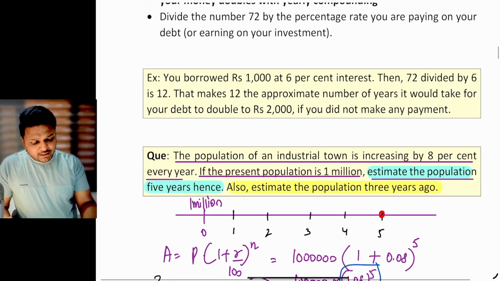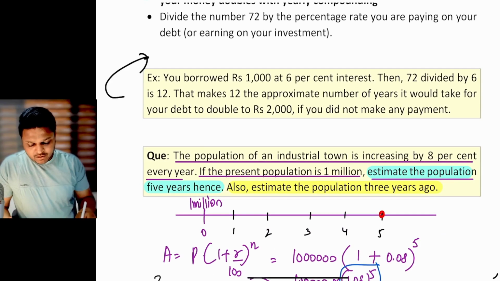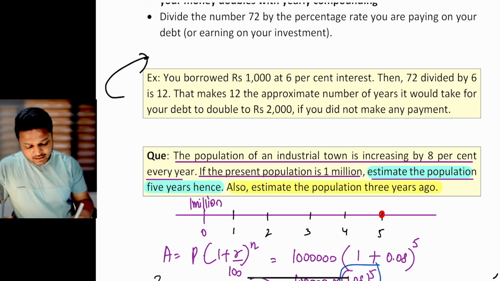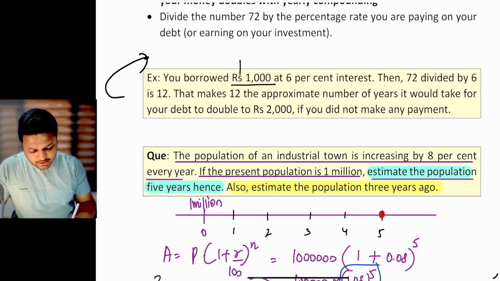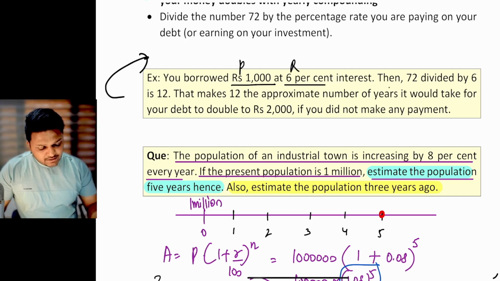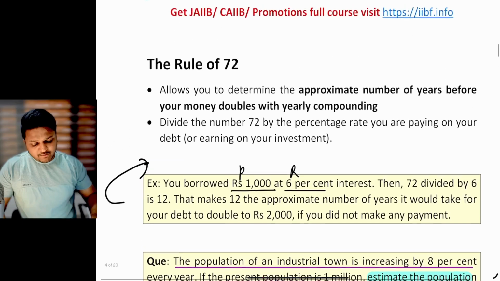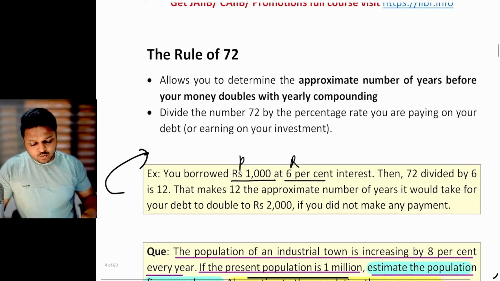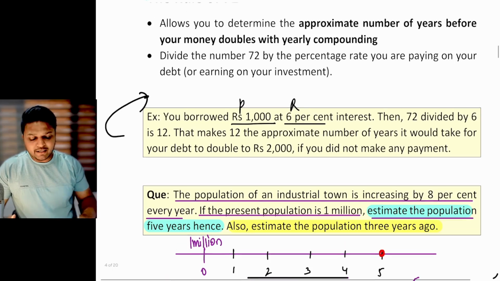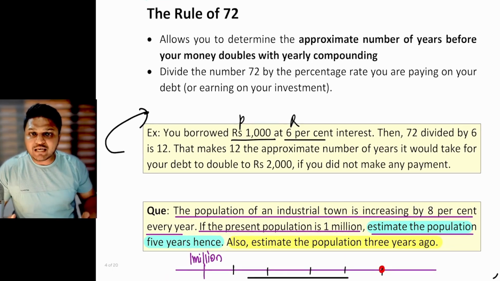Also, let's have a look at this particular example over here. You borrowed rupees 1000 at 6%, right? So here the principal amount is 1000, and 6% is the rate of interest. Then in what time will it be doubled? This is related to the rule of 72, that is, how much time it will take for the amount to double if compounding is applied. Sometimes such types of questions can be asked, right?